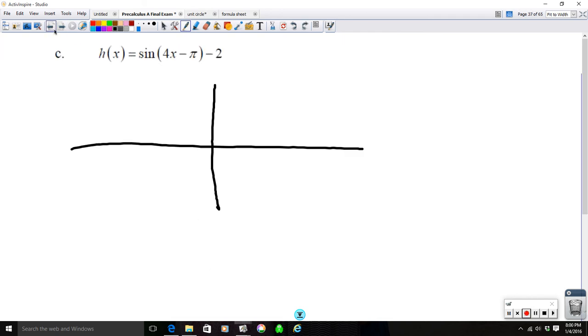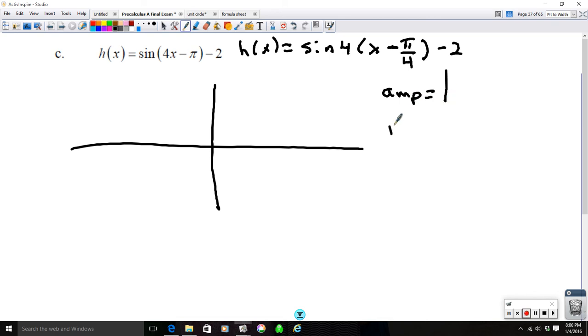Finally, letter C. In the form we're looking at right now, we need to do some factoring out because we're not going to be able to figure out what B is. So this is h of x equals sine of 4, that's B, times x minus pi over 4, which is minus 2. So we need this in this form in order to find what we need. So our amplitude is going to be equal to 1. Our period is 2 pi over 4, because our b is 4, 2 pi over b, which is pi over 2.